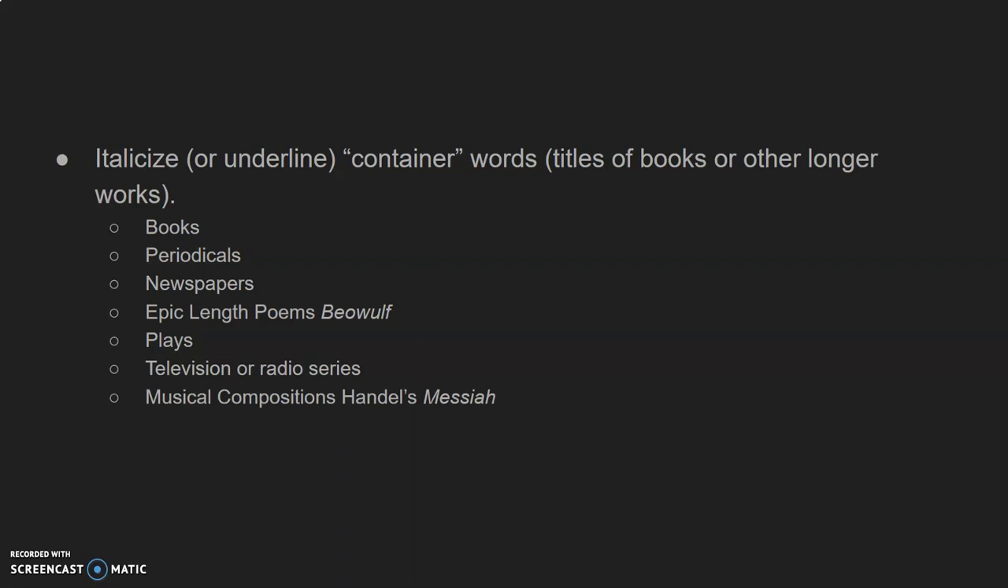Those would be italicized. Songs then inside would be in quotation marks, unless we're talking about a huge musical composition like Handel's Messiah. If you've ever gotten the opportunity to listen to that, you'll understand that completely. It's a whole entire program that you can attend, and it's beautiful. All right, so that covers that. Let's move on. Don't worry about this image. We're going to get to it in a second here.